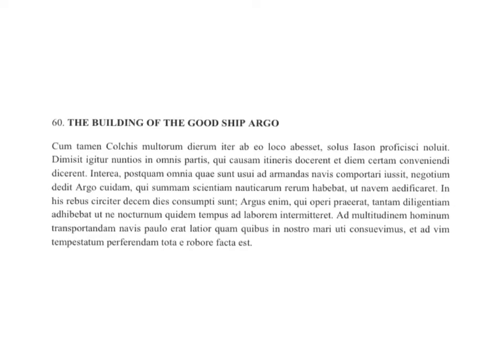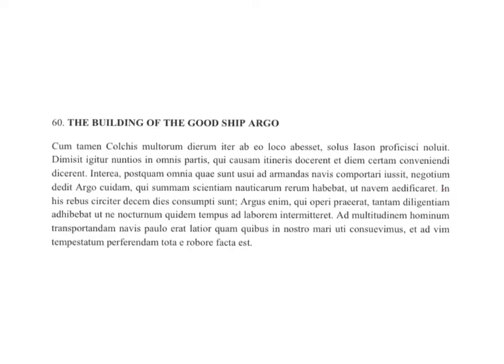Why is aedificaret in the imperfect subjunctive? Well, I'll tell you why. It comes from the dedit negotium, he gave the job. Imagine the giving of the job as being an order. He ordered Argus to aedificaret, to build the ship. He gave the job to Argus to build the ship. It is therefore an indirect command. Lots of different uses of the subjunctive in this passage.